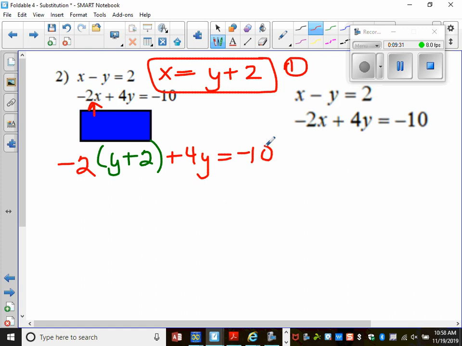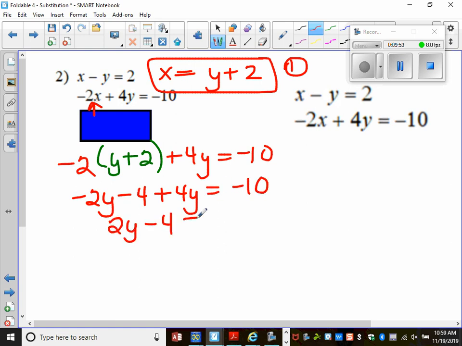So I just did the first substitution. I found x to be y plus 2. I substituted that into the other equation. And now it's just a matter of solving the equation. So negative 2y minus 4 plus 4y equals negative 10. So 2y minus 4 equals negative 10. Add 4.